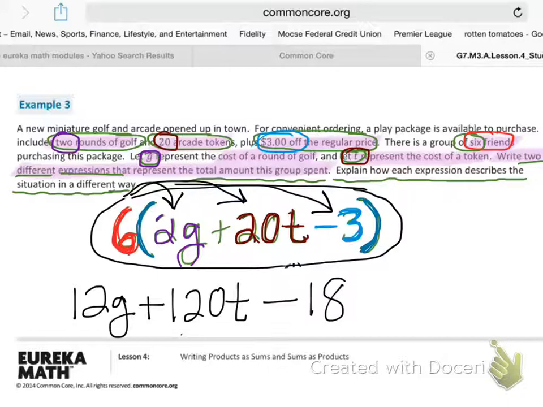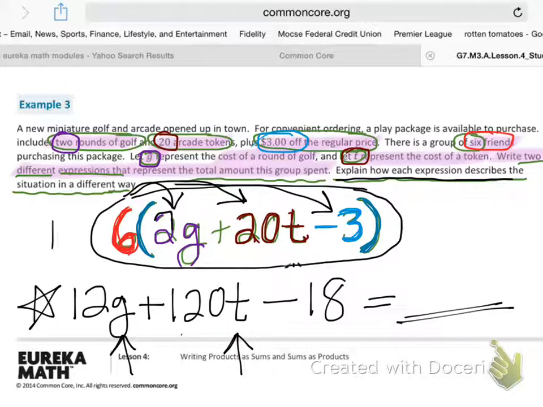All right, so this first expression, they're different, okay? So here's this explaining how it describes a situation in a different way. This second one, the one we just wrote, is very clearly a description of what the whole group pays. As soon as we find out that golf round price, and as soon as we find that token price, we can go ahead and plug those in, and we can come up with the total price.